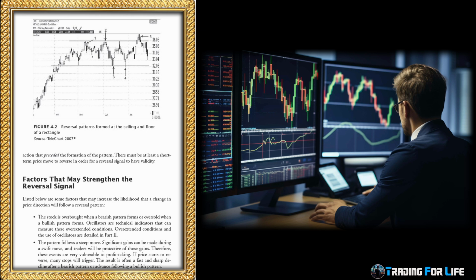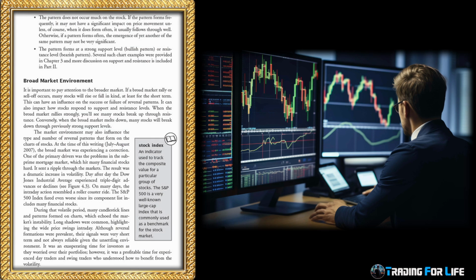The pattern follows a steep move. Significant gains can be made during a swift move, and traders will be protective of those gains. Therefore, these events are very vulnerable to profit-taking. If price starts to reverse, many stops will trigger. The result is often a fast and sharp decline after a bearish pattern or advance following a bullish pattern. The pattern does not occur much on the stock.